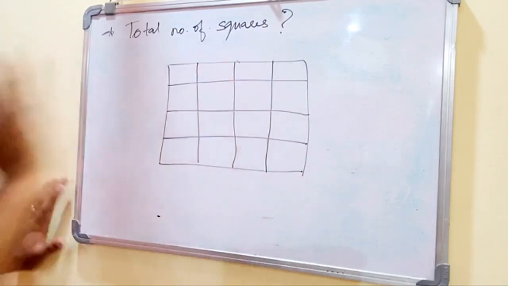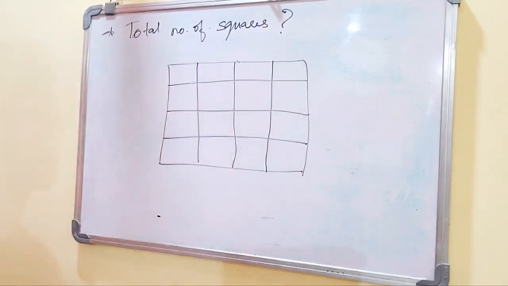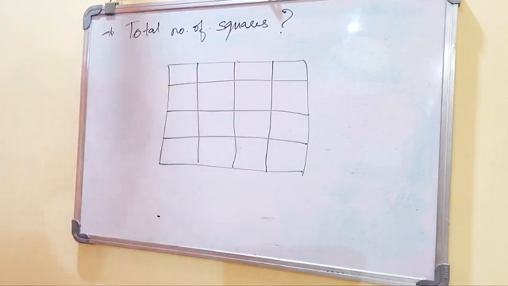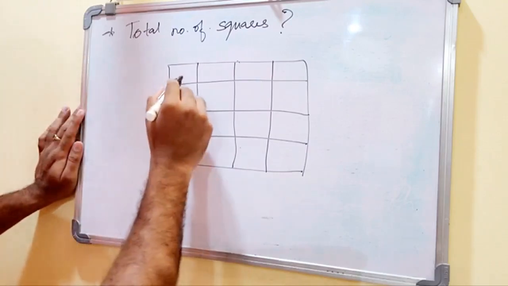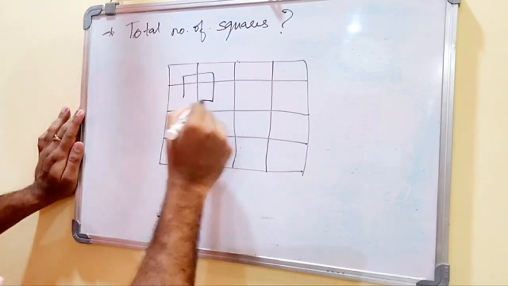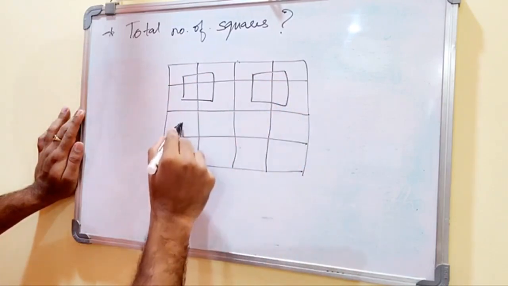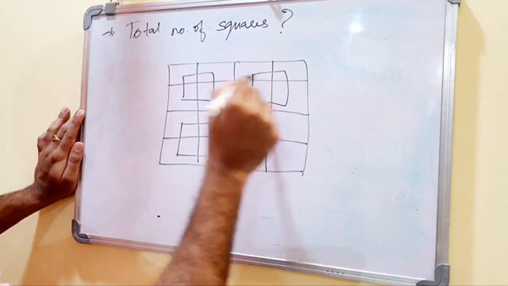This is one big square, and within this big square there are smaller squares. These are all squares, and this is one kind of question which could be asked. These are all squares.